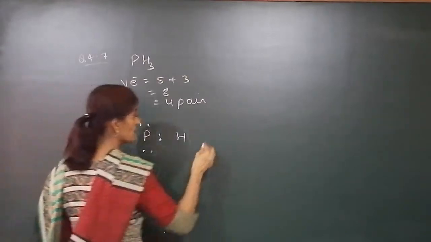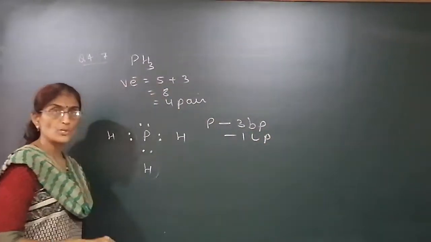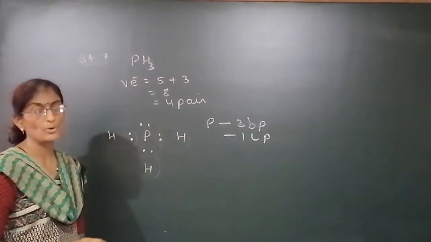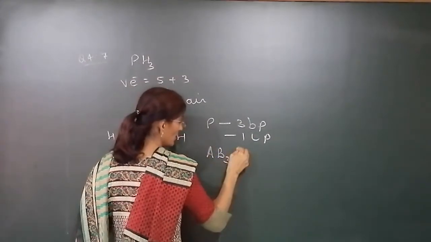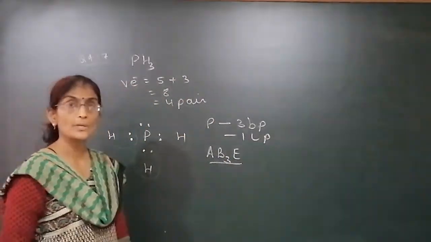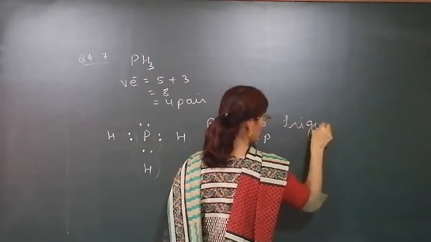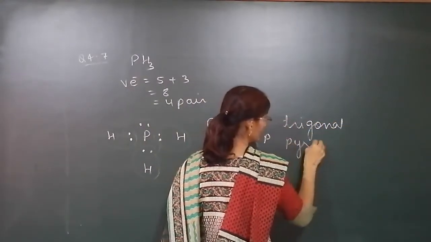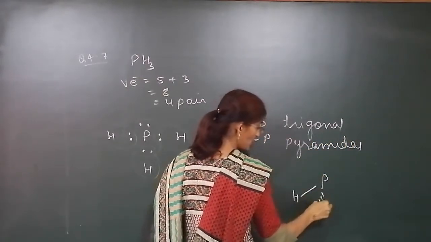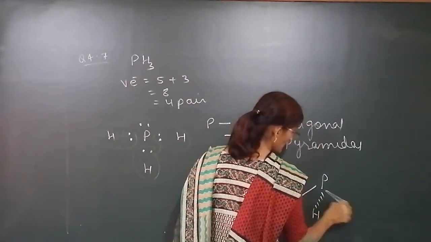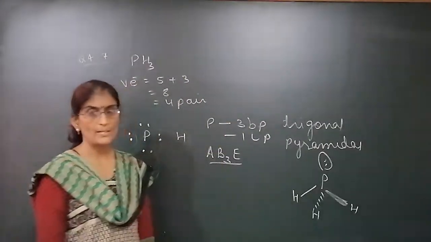So now around phosphorus, the central atom, there are 3 bond pairs and 1 lone pair. Total 4 pairs are there. It is type AB3E, and AB3E type has shape trigonal pyramidal. Phosphorus at the center, 3 hydrogen in 3 different planes, 1 lone pair is present on the top. So the shape is trigonal pyramidal.